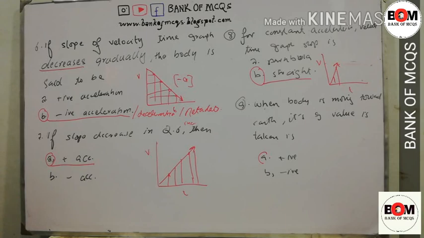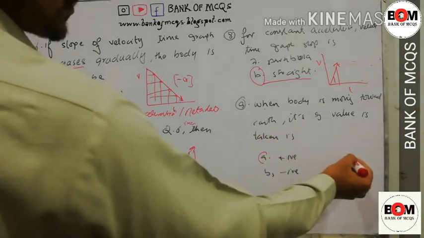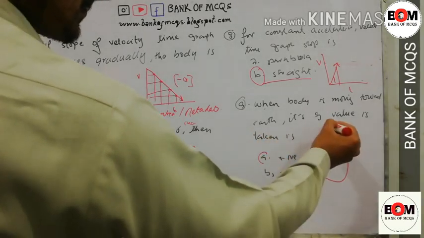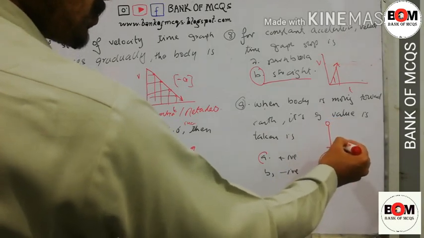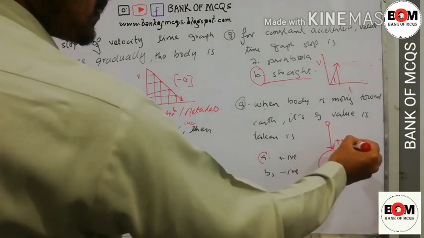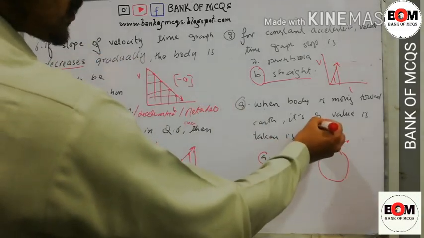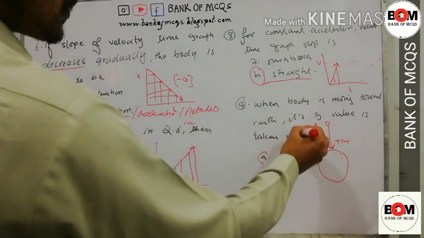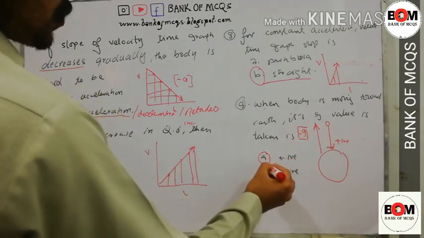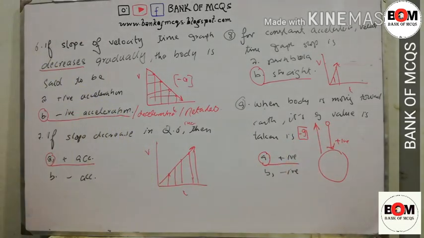So if a body is moving towards earth, this is earth and this object is moving towards earth, so this quantity will be considered as positive, g will be considered as positive, and if the body is moving upward, then for that body g will be considered as negative. So in this case, it is towards earth, so it is positive.